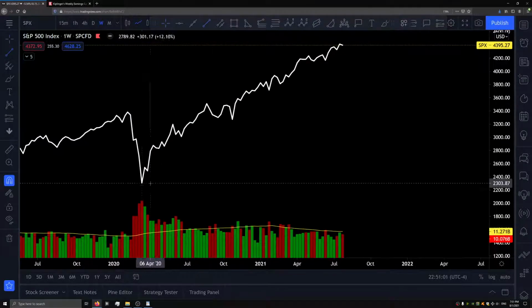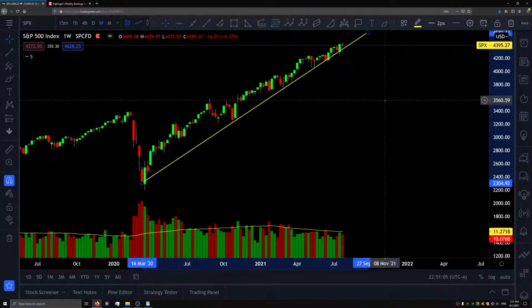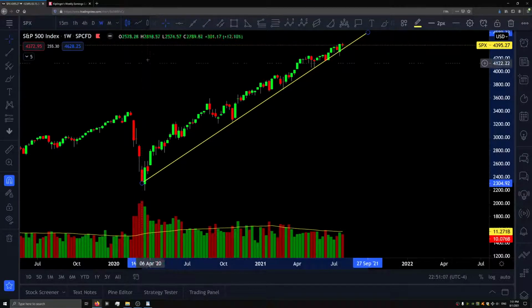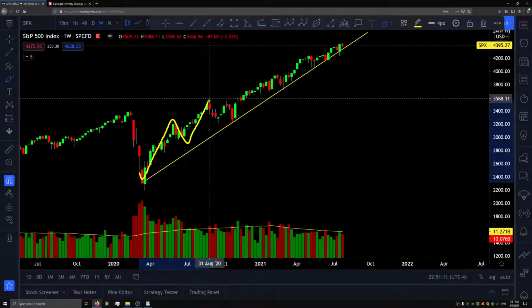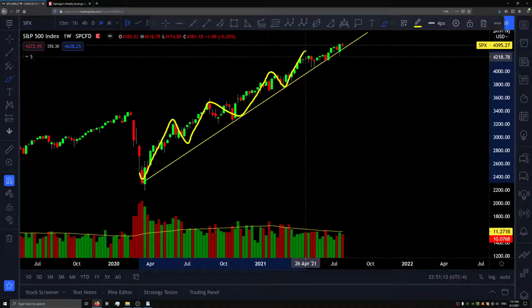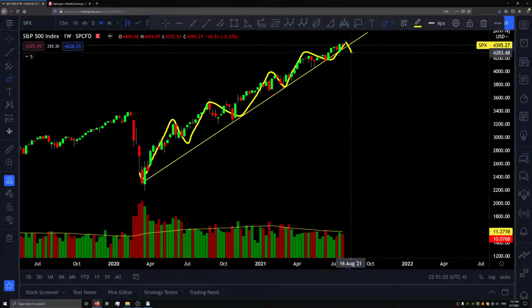All right, so again, I like to use a line chart sometimes just to draw the trend line and then turn it off, right? So we're still in an uptrend. How do I know this? Higher high, higher low, higher high, higher low. There's only two ways it's going to go. It's going to try to make a higher high, or it's going to pull back to make a higher low. All right. Now the question is where?